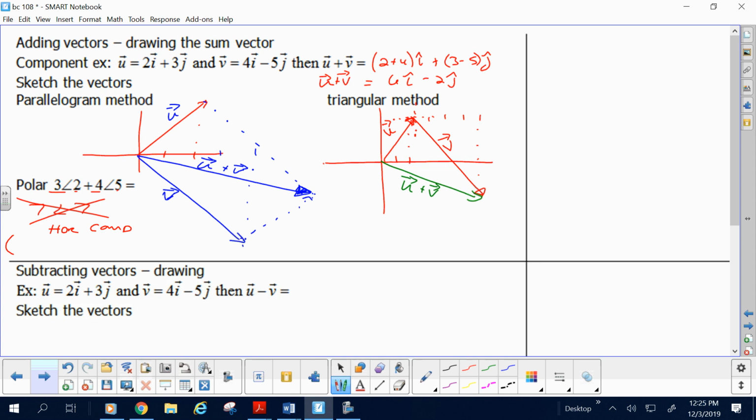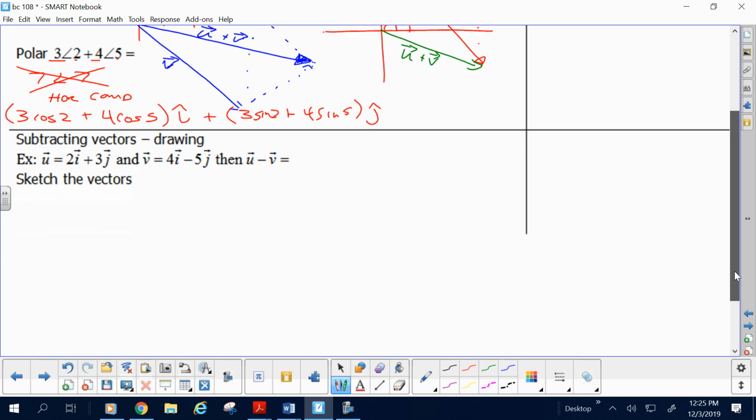3 cosine 2 is the horizontal part of the first vector. The horizontal part of the second vector is 4 cosine 5. Altogether, that's the total horizontal component. I'm using i hat, j hat, but you could use the pointing brackets, that's fine too. Plus, what's the vertical component? 3 sine 2 plus 4 sine 5 j hat. If we have 3 dimensions, we'd be dealing with the k hat also. Are you with me? Okay, cool.